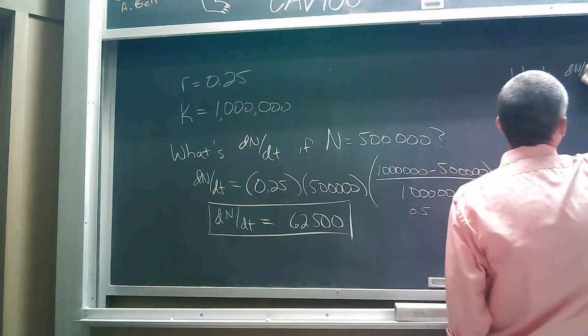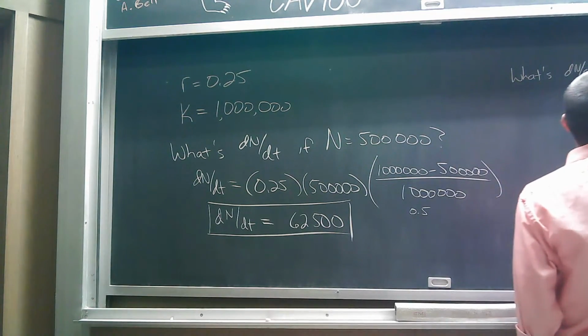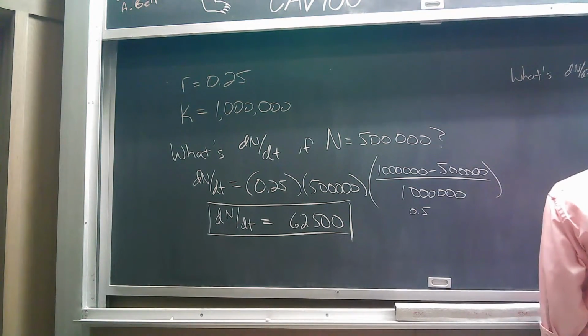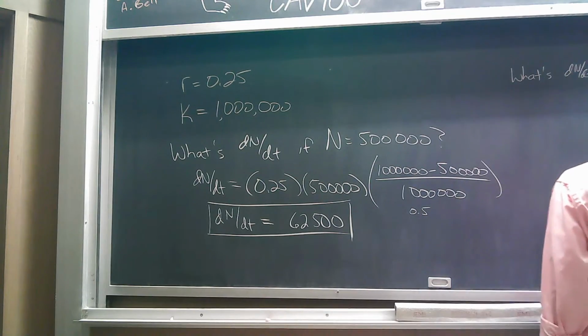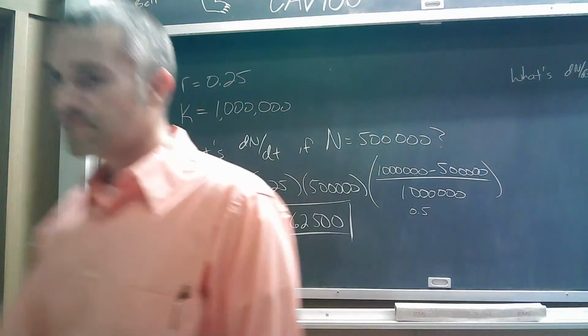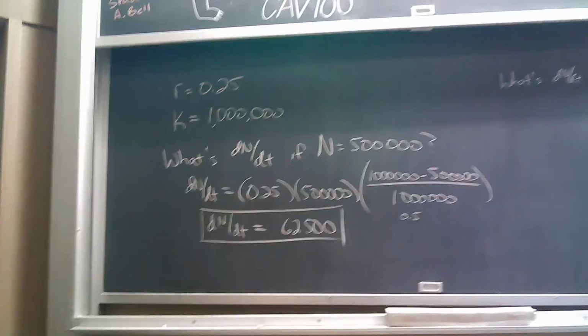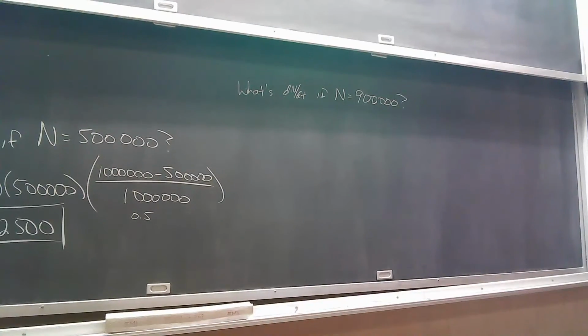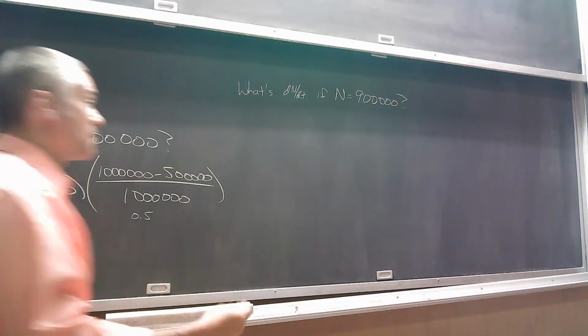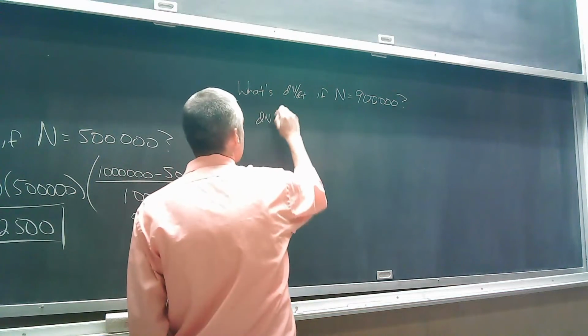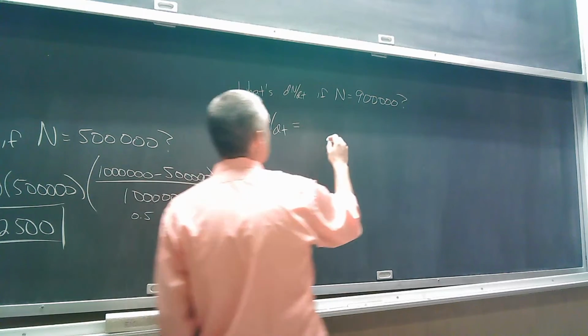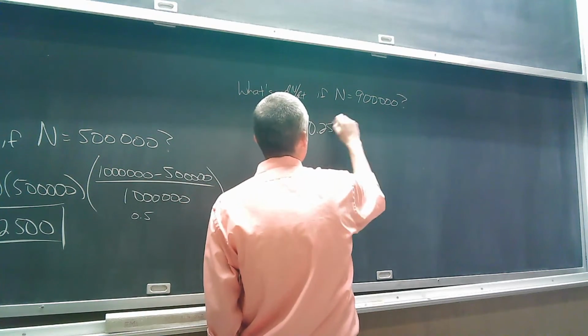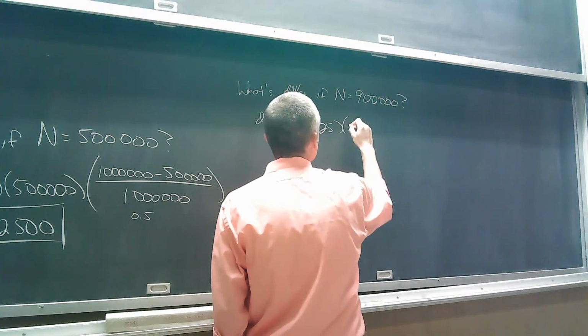What's our dN over dt if our population size is 900,000? And we do the same thing. We use our equations. We have every term that we need. It is just substituting our values into that equation.